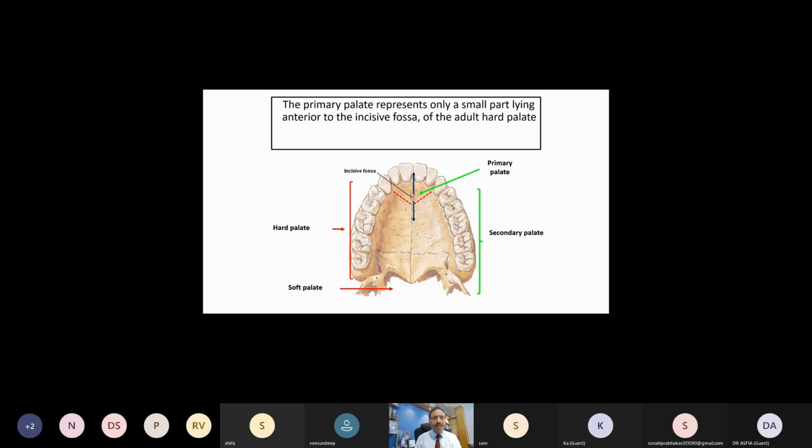So the incisive foramen is the key point. Union starts anteriorly in this direction and posteriorly in this direction. And therefore, if the cleft has to be incomplete in the lip, it starts from the vermilion. And if it has to be incomplete in the palate, it starts from the uvula. The cleft starts from the uvula.